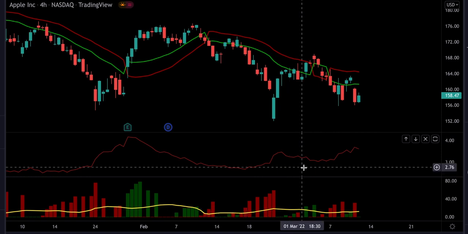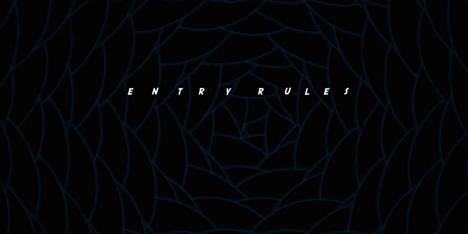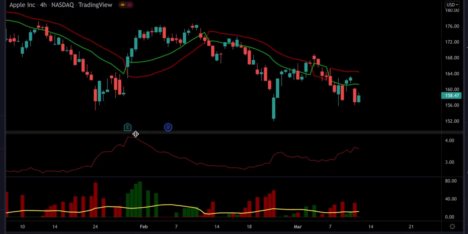What this indicator does is it basically shows how much the price can move in any given direction per one candlestick. So let's get into our trading rules.